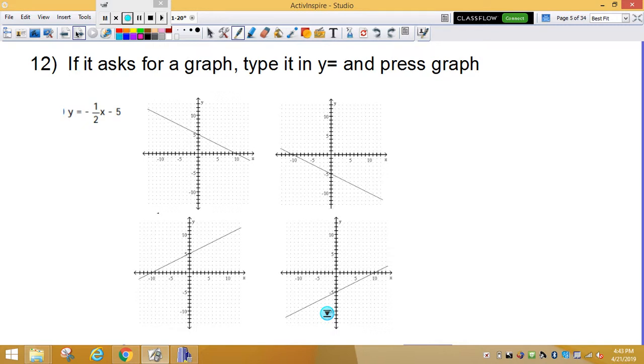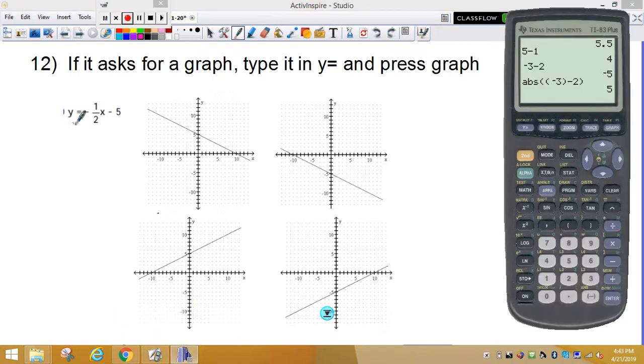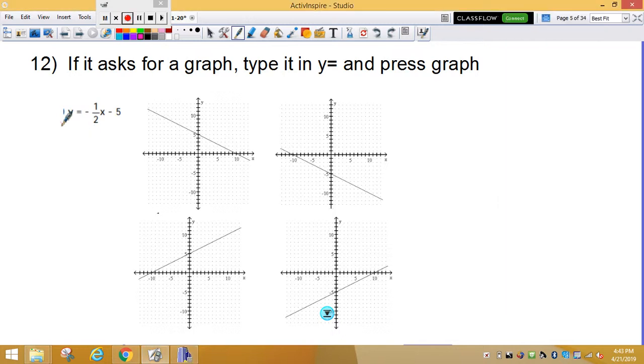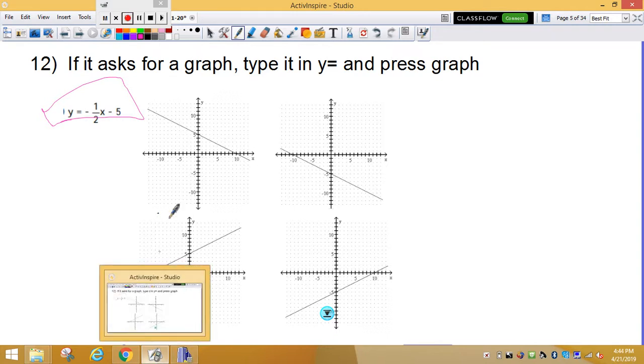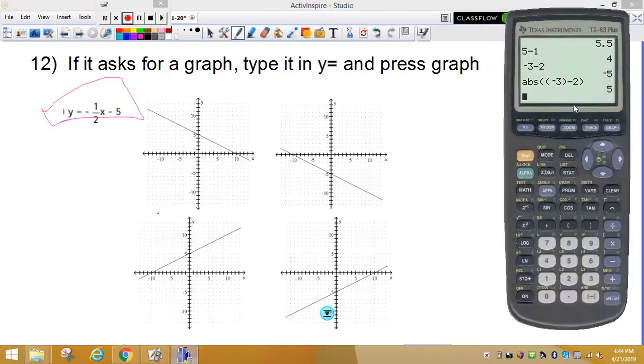If it asks for a graph, you need to type it into y equals and press the graph button. Okay, so let's do number 12. I want you to write down the equation for number 12. Well, this one right here. I want you to write that in your notes. You don't have to draw the 4 graphs, but you need to have the notes written and you need to have that equation written. So pause it if you need to.